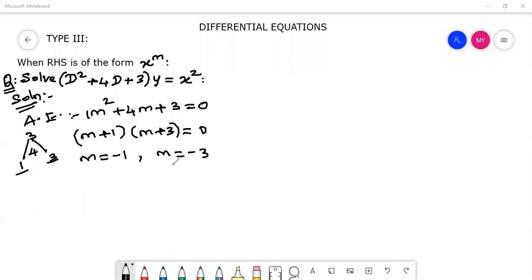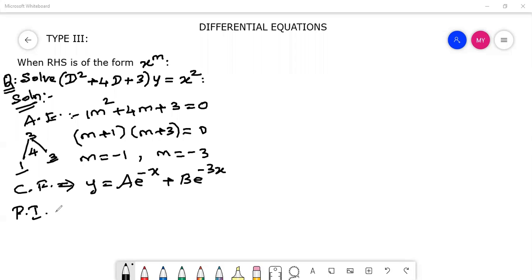See here, the roots are distinct. So what is my complementary function? My complementary function is y = a e^(-x) + b e^(-3x). Fine. Now after finishing the complementary function, you need to go with the particular integral. This is of type 3. As usual, we write it as 1 over (D² + 4D + 3) times x².